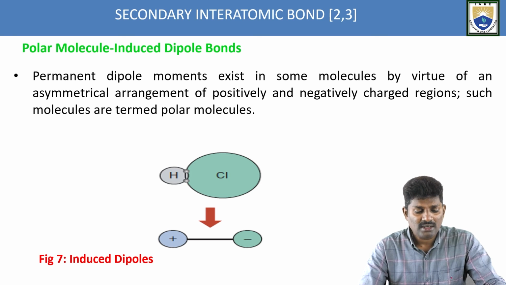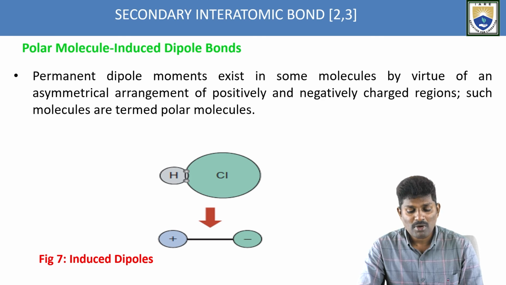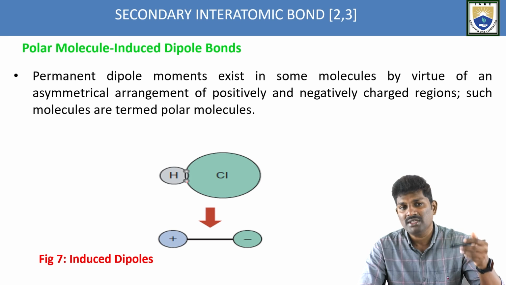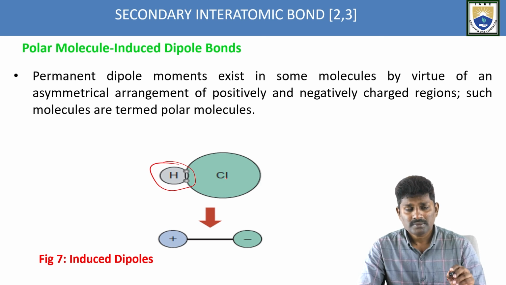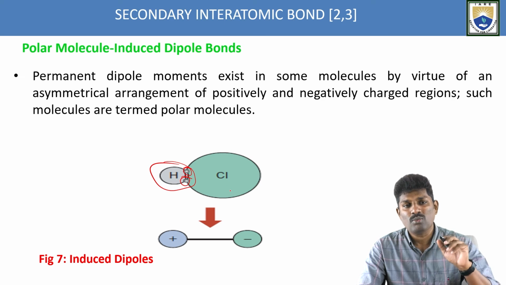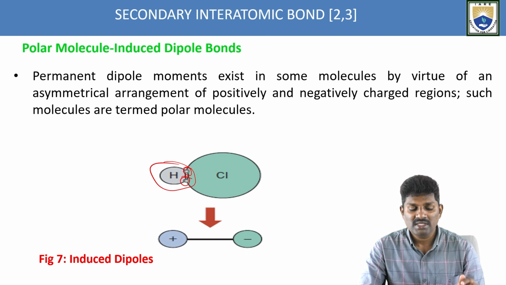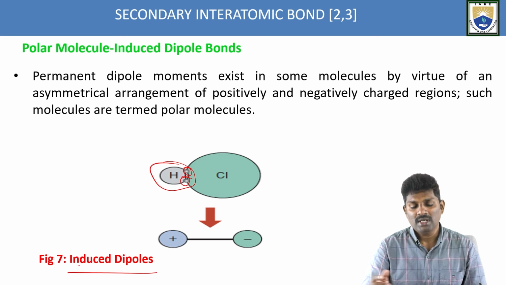And coming to the other category of the secondary bonding, you have polar molecular induced dipole. So what is happening here? Permanent dipole exists in some molecules by virtue of an unsymmetrical arrangement. So because of this unsymmetry which is coming in the dipoles, you can see here the positive and negative charge regions, such as the molecules which you have here, these two are not that much bonded to each other. So that is one of the reasons where you get the less bonding energy in terms of these induced types of dipoles.